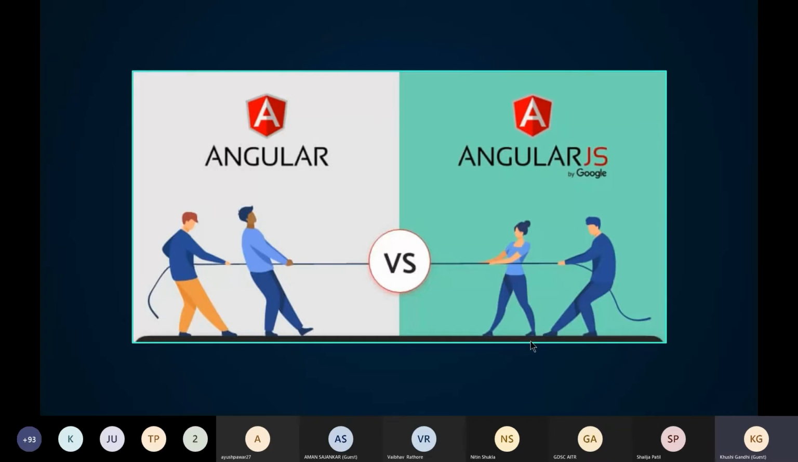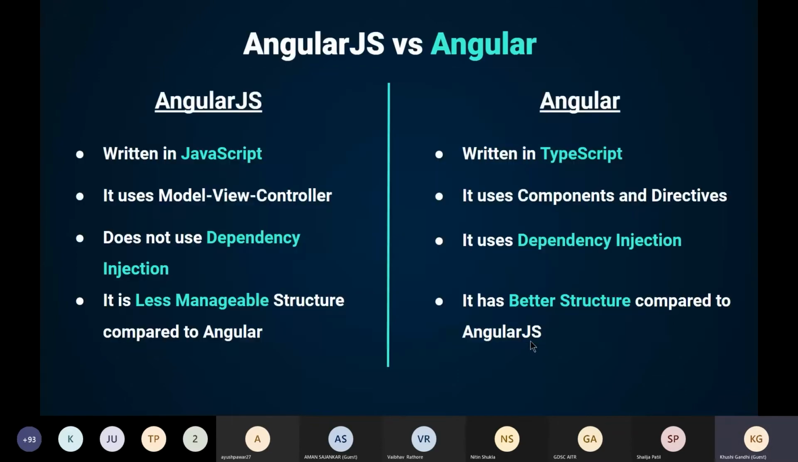The first version of the framework, that is AngularJS, laid the foundation of the present-day front-end application. Due to its unpredictable change detection system and robustness, the developers at Google needed to rewrite the framework to make Angular. Then, if we see the difference between them, AngularJS was written in JavaScript, while Angular is written in TypeScript. Then AngularJS uses model view controller, while Angular uses components and directives, which we will also discuss later.